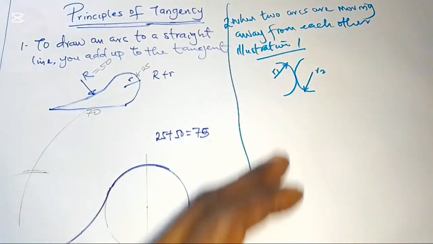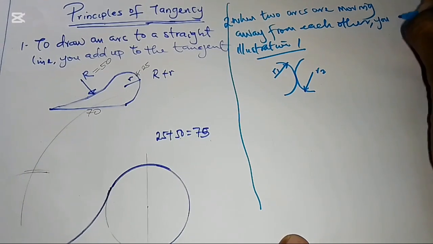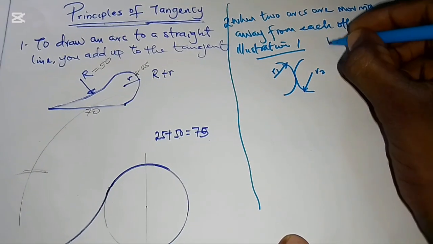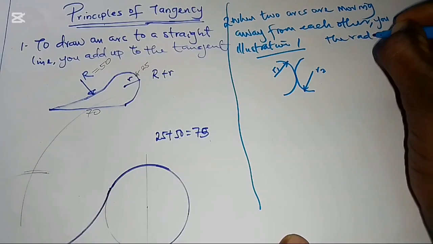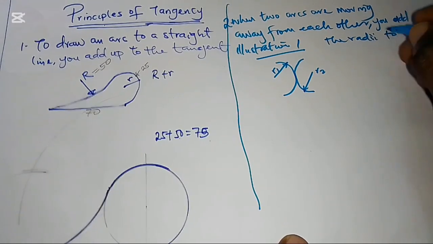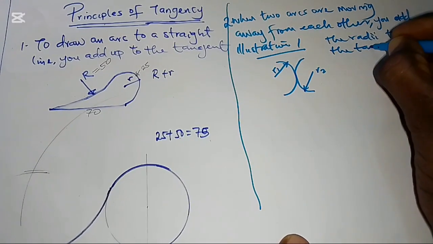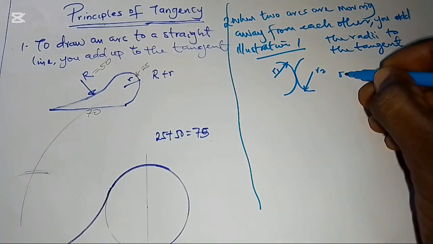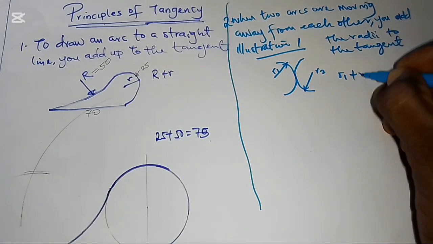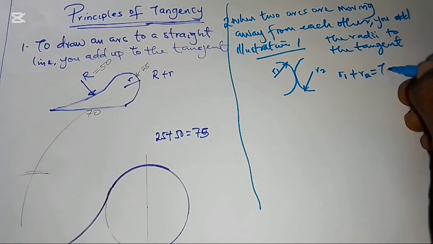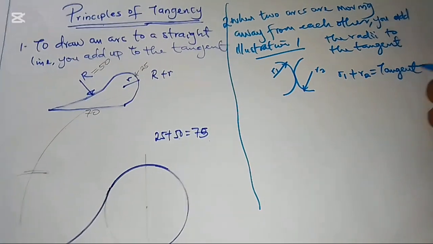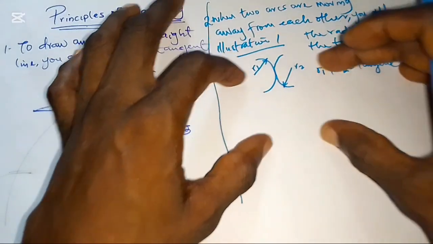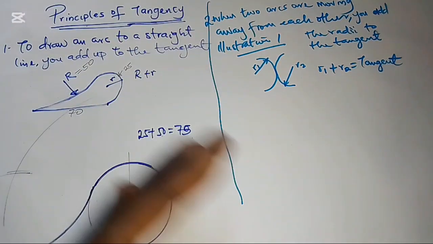So you add the radii to get the tangent. We are going to be adding the radii. We will say radius 1 plus radius 2, which is going to give us the tangent. So when they are moving away from each other, know that we are going to add the radii.